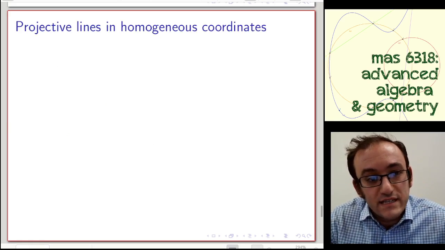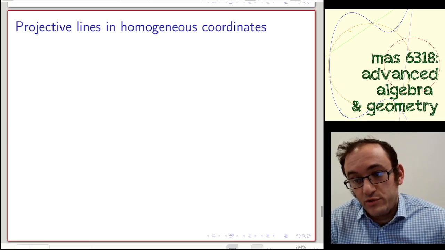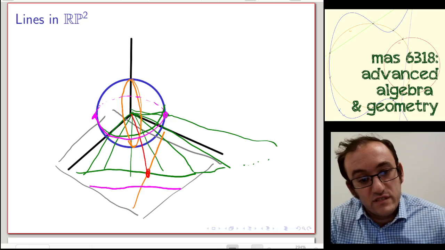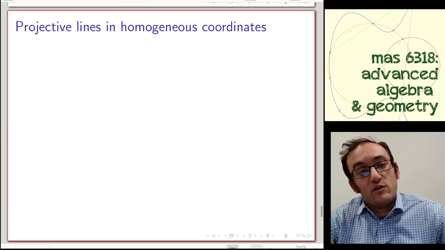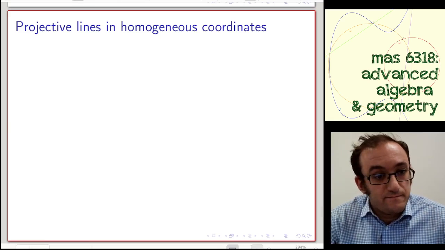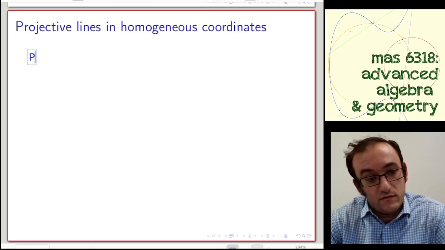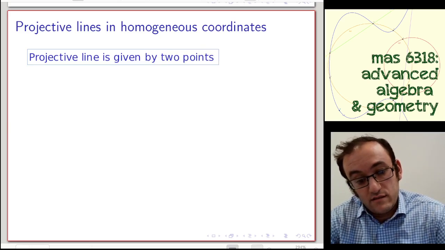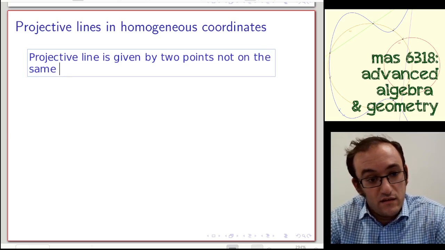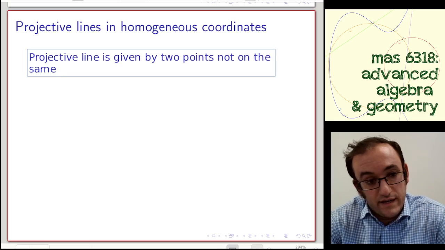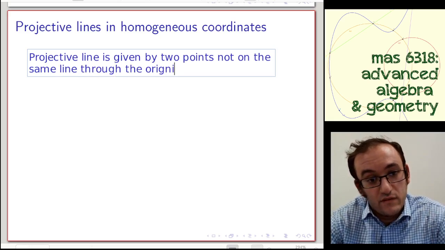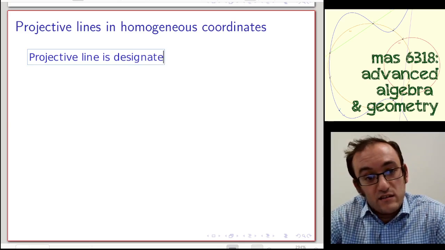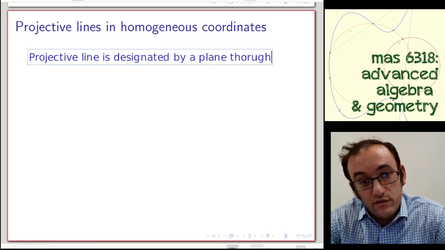Okay, now let's consider what projective lines look like in homogeneous coordinates. We saw what they look like when we're projecting from a sphere. Well, what do they look like in homogeneous coordinates? Well, a projective line is given by 2 points not on the same line through the origin. Or in particular, a projective line is designated by a plane through the origin.